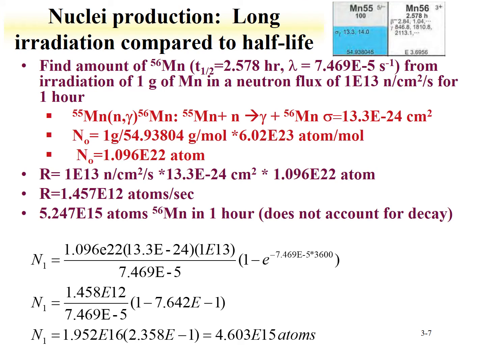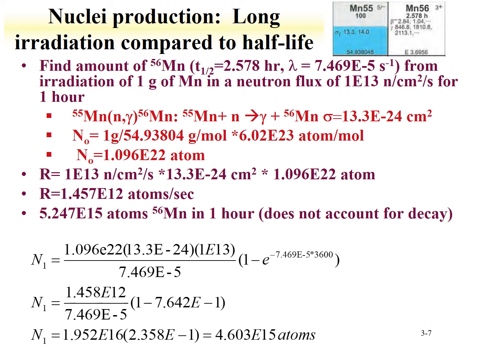All right, let's consider a condition where the irradiation is relatively long compared to the half-life. So let's take the formation of manganese 56 from manganese 55. Again, a neutron capture reaction. So manganese 55 captures a neutron, gives off a gamma, makes this manganese 56. The half-life of the manganese 56 is 2.6 hours. We'll do an hour of irradiation. So when we say that the irradiation is long compared to the half-life, it doesn't necessarily need to be longer than the half-life.